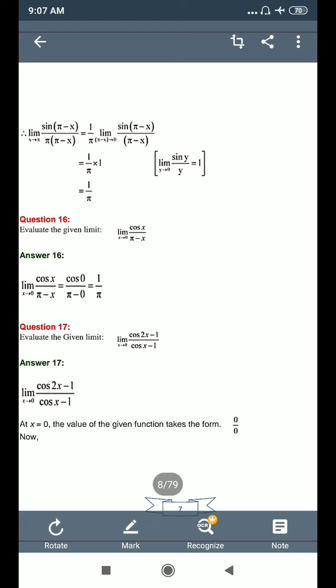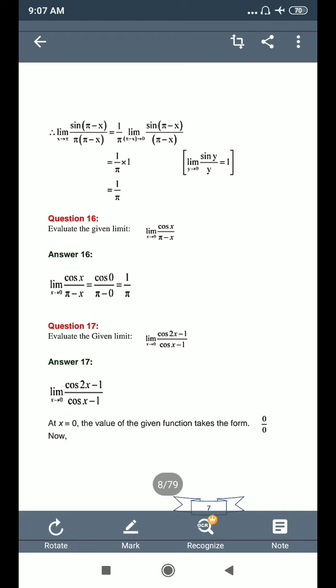Okay, 1 by pi we will have the answer, because pi minus x tends to 0. Sin(pi minus x) upon (pi minus x) is 1 only. Question number 16. Directly you put x equal to 0. This is not 0 by 0 form. If it is not 0 by 0 form, you can directly have the answer. Put x equal to 0. So it is cos 0 upon pi minus 0. That is 1 upon pi is the answer.